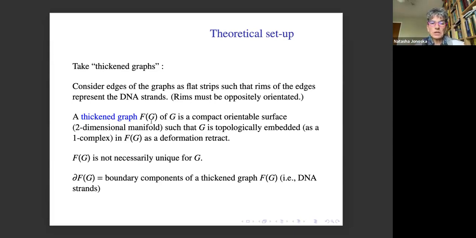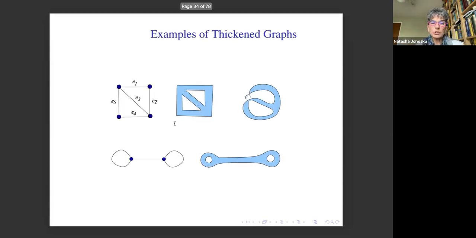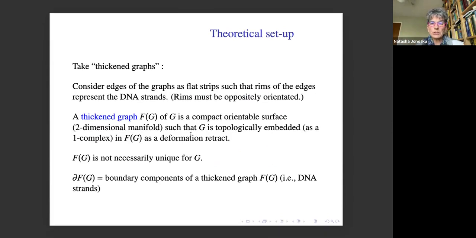And I'm going to look at the thickened graph, which will be a graph made of these strips as a two-dimensional manifold, such that G is topologically embedded as a one-complex and as a deformation retract. This thickened graph is not necessarily unique for this G, but the boundary components, the rims that I obtain at the end, are in fact the DNA strands that I will eventually end up with in the construction of the graph.